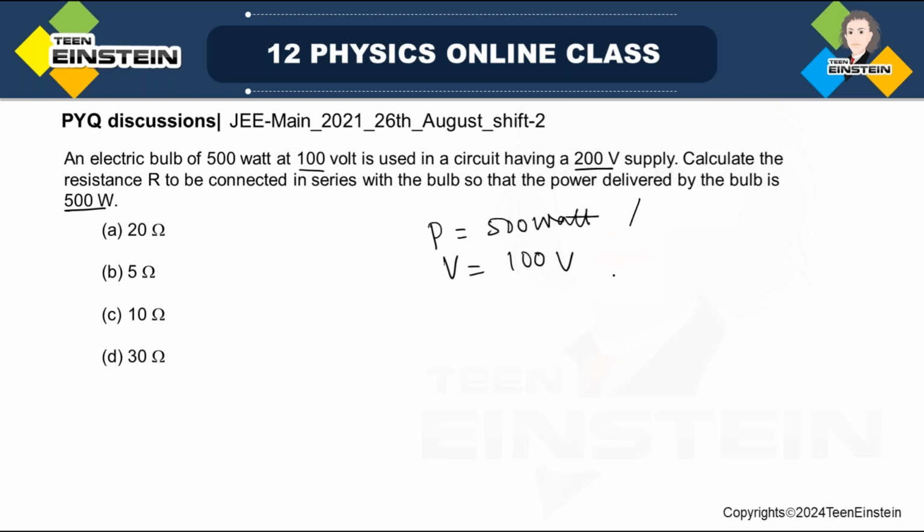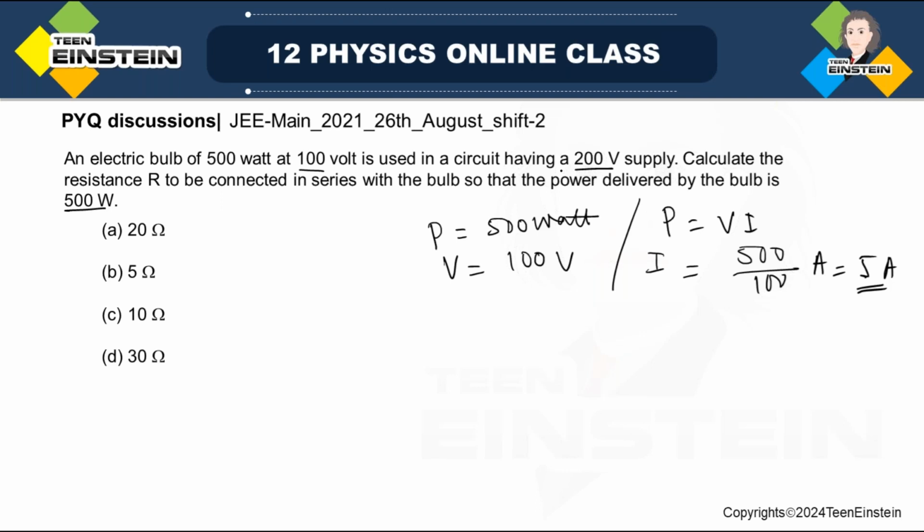First of all, let me find out what is the allowed current through the bulb. So how do I get it? P is equal to VI. So I get the allowed current through the bulb, that is P by V, right? So 500 watt by 100, and this is in ampere. So what is the allowed current through the bulb? That is 5 ampere. Beyond that you cannot pass. Then the bulb will be fused, or it will be burnt. The fuse wire will be burnt.